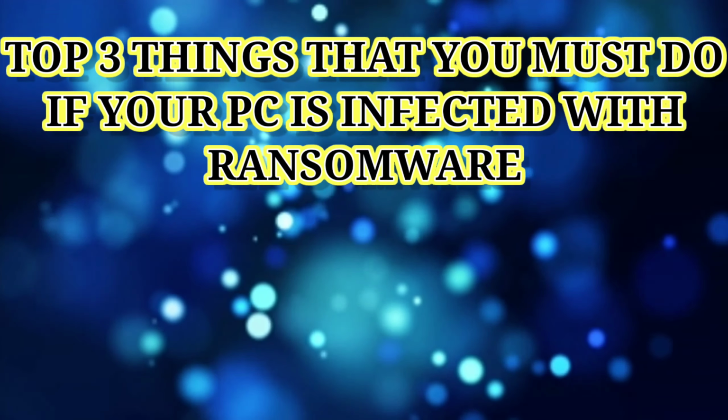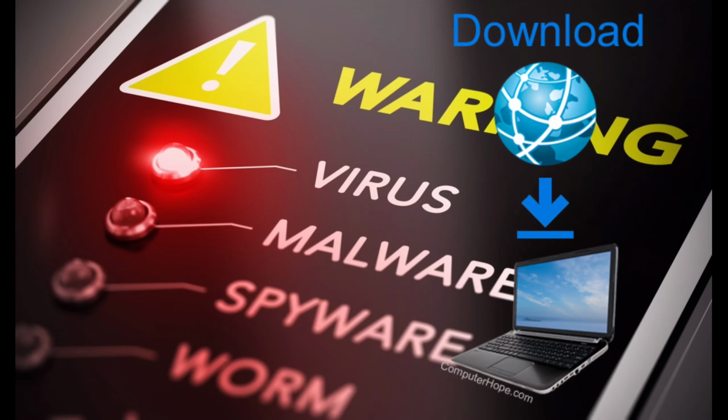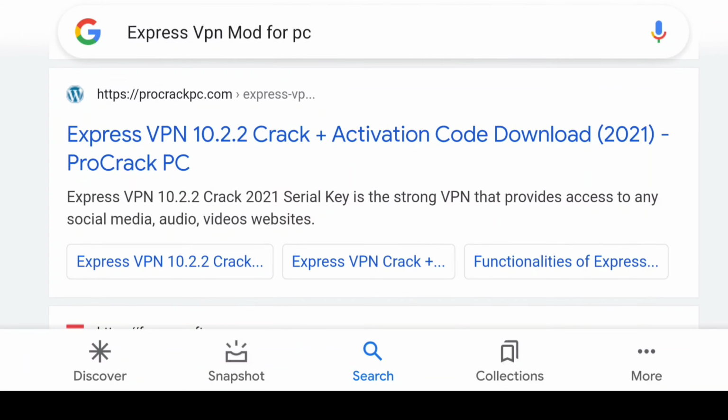So hello guys, today we are going to talk about the top 3 things that you must do if your PC is infected with ransomware. Firstly, the virus usually enters your computer whenever you try to download something like Premium, Plus, cracks or mods of any application through any untrusted source.